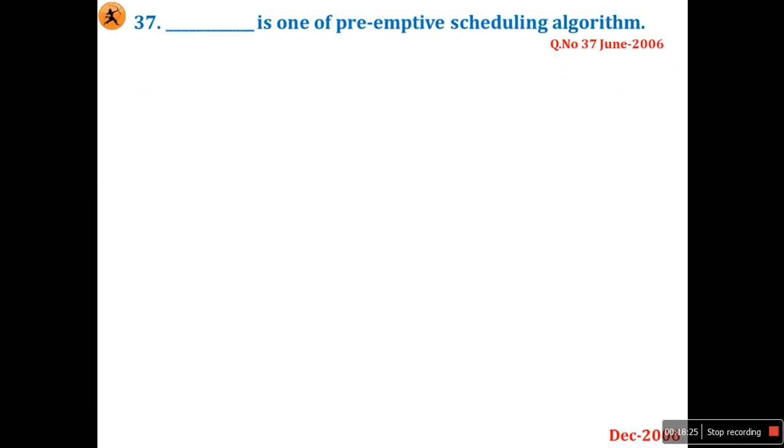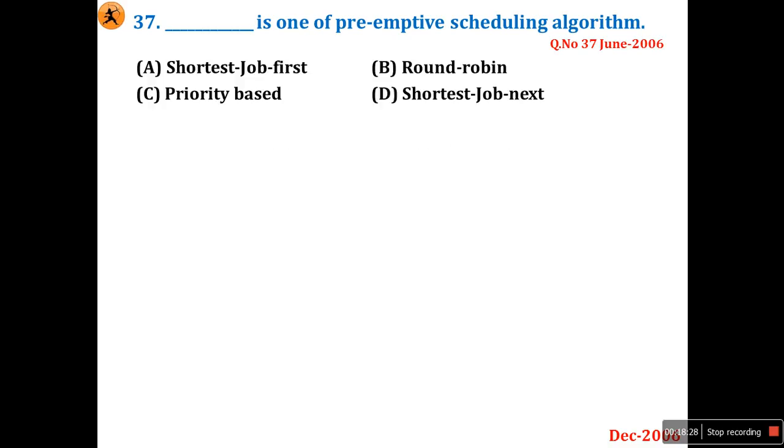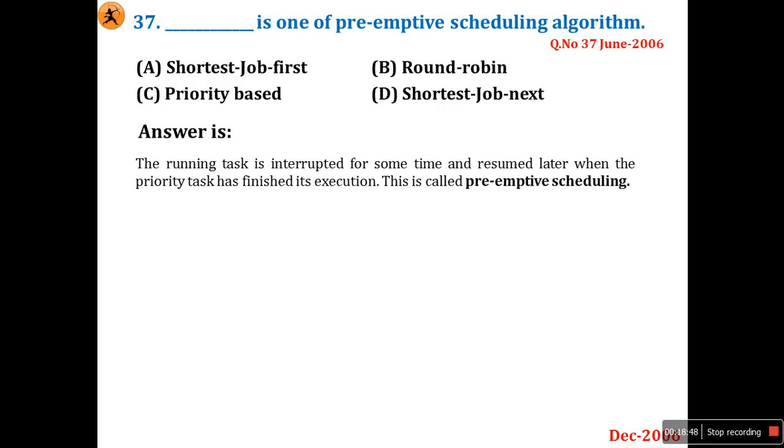Look at question number 37. Dash is one of the preemptive scheduling algorithms. This same question repeats a third time: question number 37, June 2006, and the same question here, December 2006. I have explained in depth what is preemptive, what is non-preemptive. Anyhow, we'll see it once more, because these are very important questions and may be asked frequently. The running task is interrupted for some time and resumed later when the priority task has finished its execution.